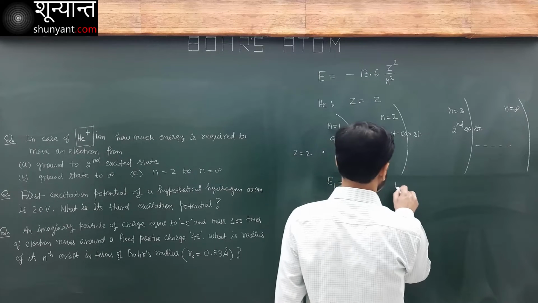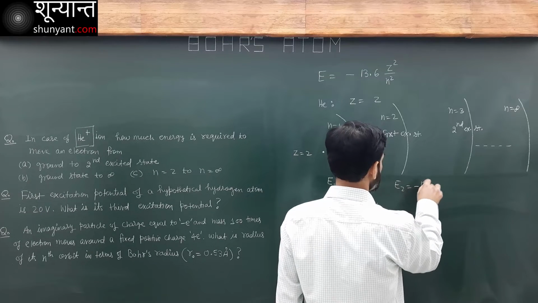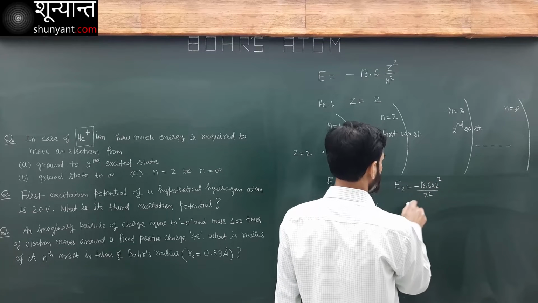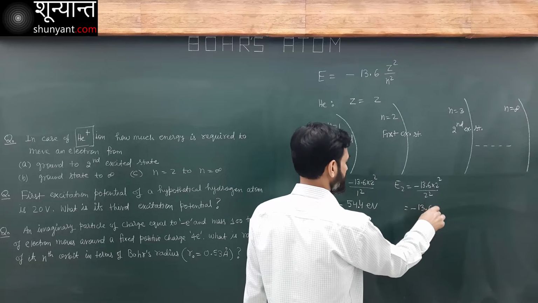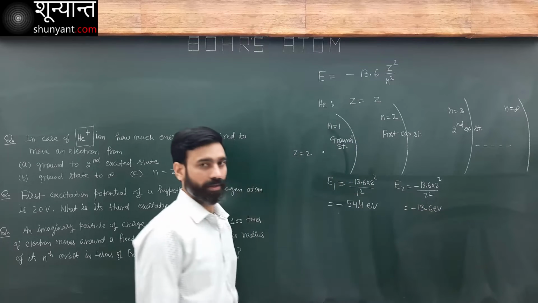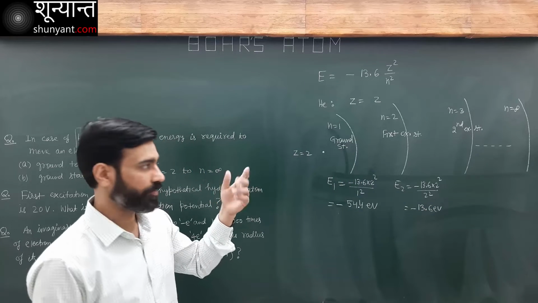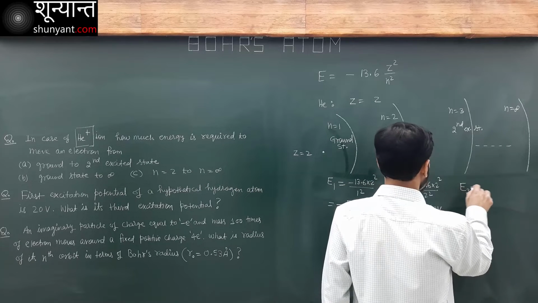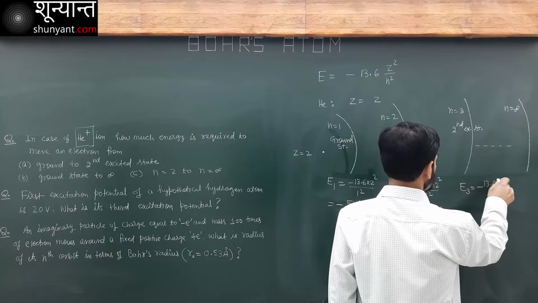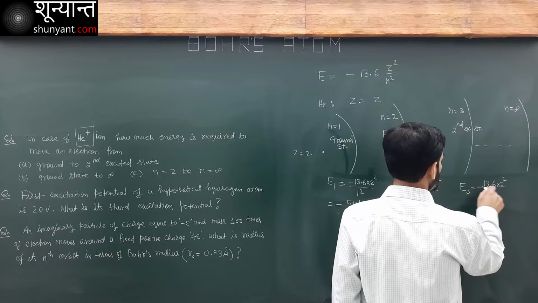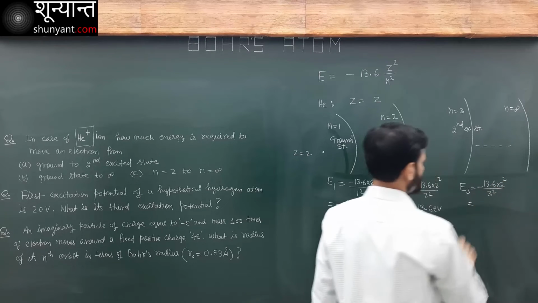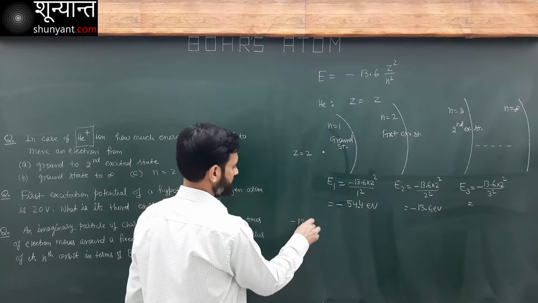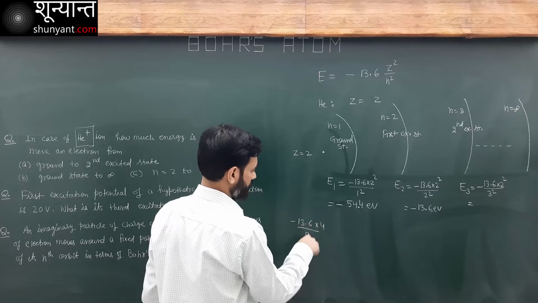Second state here. What is the energy? Minus 13.6 over 2 square, which is minus 13.6 electron volt. Energy in the second state, that is the second orbit. Energy in the third state here: minus 13.6 times 2 square over 3 square. So it's like this, minus 13.6 times 4 over 9.